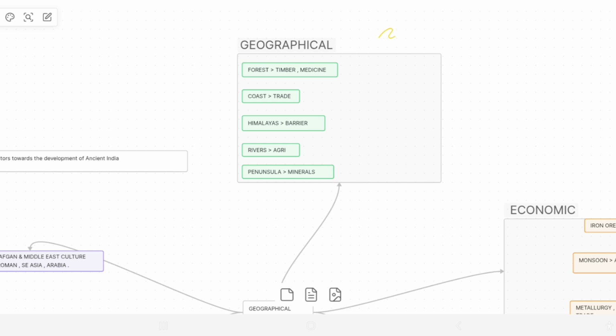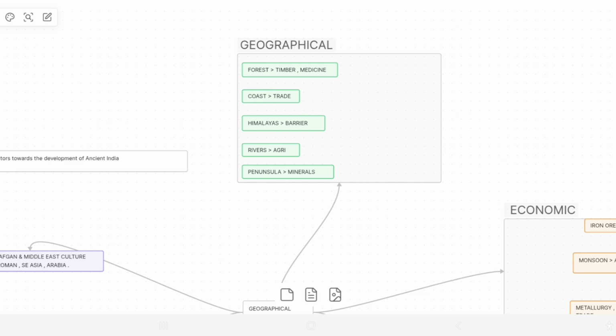So, step 1 is think about geographical factors directly influencing ancient India. For example, forest. We used to get timber from forest for construction and medicines for healthcare. Next geographical factor is coast. Coast facilitated maritime trade and connected India to Southeast Asia, Rome, and Arabia.